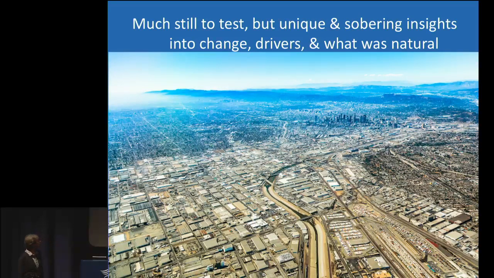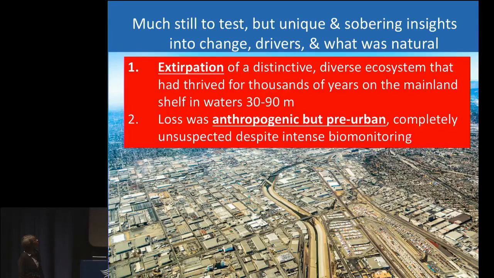from the agency's biological monitoring, we've got a whole series of unique insights that the biologists just couldn't come up with because, of course, they got started looking too late, but also some really pretty sobering insights into this system. First off, we did have extirpation of a distinct ecosystem that thrived for thousands of years and has been lost only in the last 200. That loss was anthropogenic, but it was pre-urban.